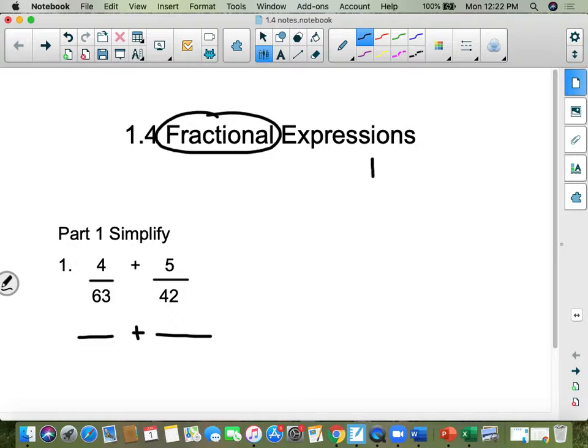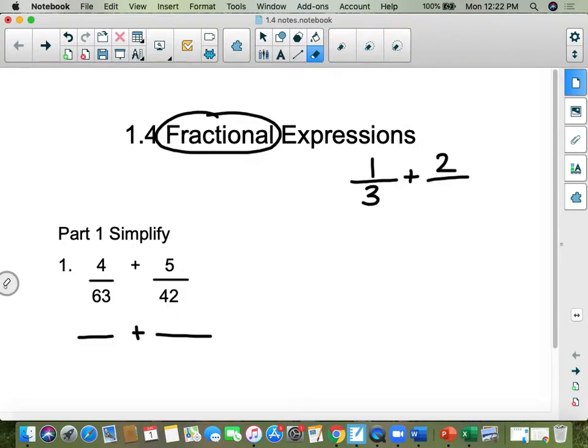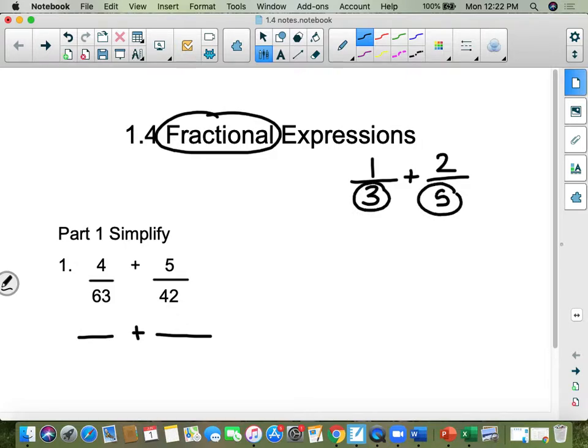I know you can do one like this, 1/3 plus like 2/15. Or let's just make it a 5 instead. Everybody knows that the least common denominator would be 15. Quick way is just multiply those two together, and that's what I'm going to do. I'm just going to take 63 times 42 to find the common denominator. I think that's a pretty fast way of doing it.